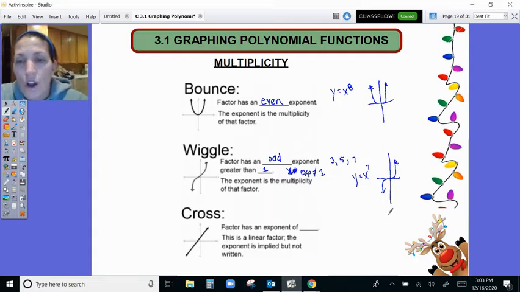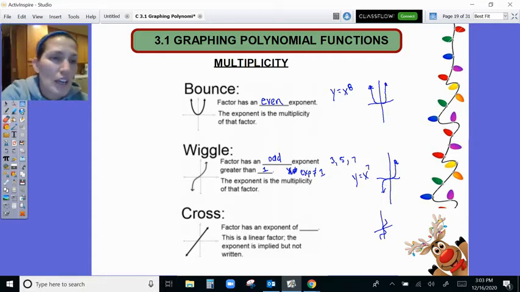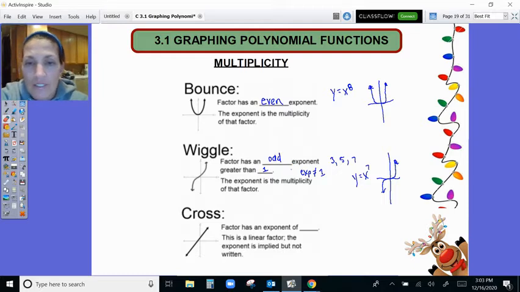Make sure you know how to draw a wiggle. I have lots of people who, when they graph, kind of do this sort of wiggle thing down here, and it just kind of draws through. So make sure you practice drawing your wiggles, okay? All right, I'm going to erase that little guy there too. And then a cross just has a factor with an exponent of just 1. So anytime you have an exponent of 1, it just goes straight through, just like a line. It just passes through, we call it a cross.